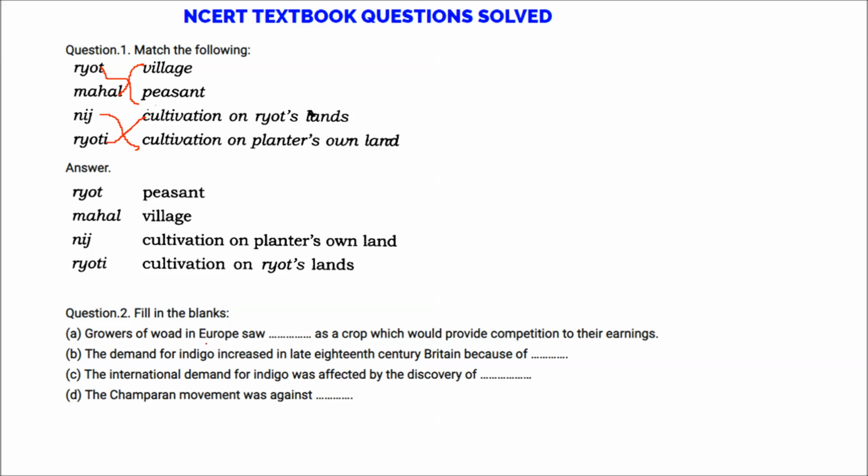Fill in the blanks. Growers of woad in Europe saw Neel, or you can say indigo, as a crop which could provide competition to their earnings. The demand of indigo increased in late 18th century Britain because of industrialization. Then the international demand of indigo was affected by the discovery of synthetic dyes, and the Champaran movement was against the Bandobasti, or you can say Kanun Vyavastha, law.